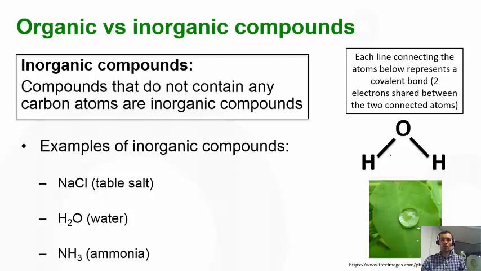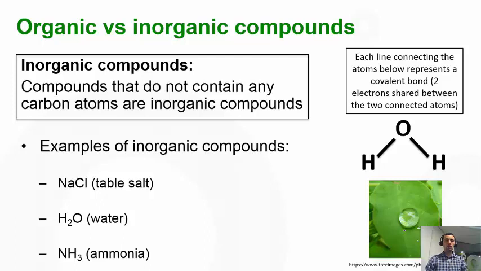Here we have a covalent compound, which is water. We've got the oxygen atom connected to two hydrogens, each via a line representing the covalent bond. We can see here a droplet of water pooling on a leaf. It's got this bead-like structure because the individual water molecules are actually more attracted to each other than they are to the leaf.